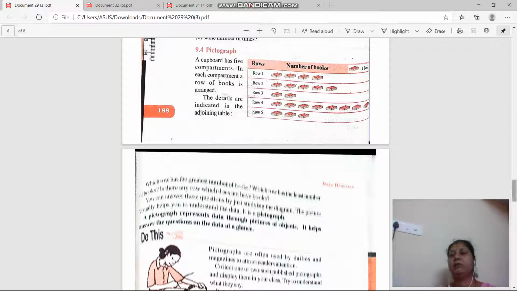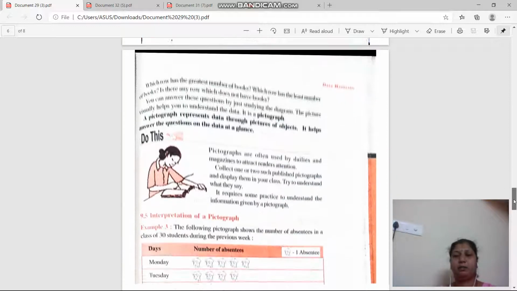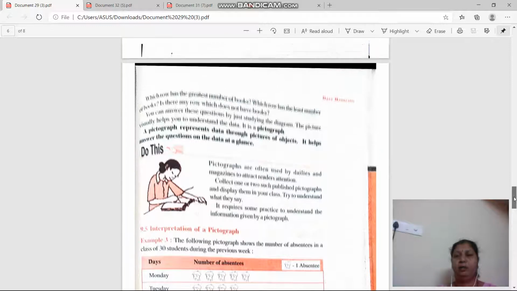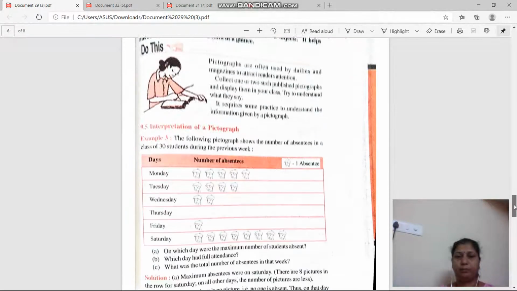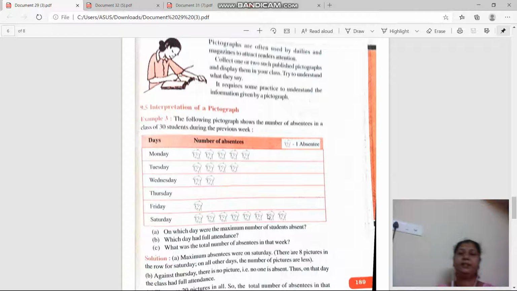Okay, so this is the information we get here. Here there are no questions asked, but most of the time a pictograph is given and we have to give question answers. Let's see the next pictograph. See here, this is the pictograph given and the question answers are here also. So let's study this pictograph.